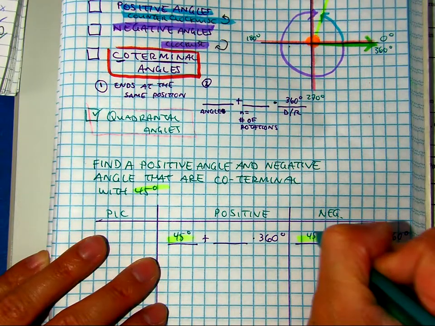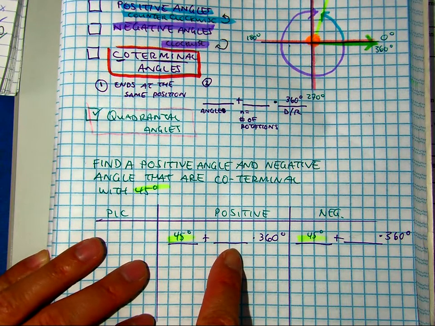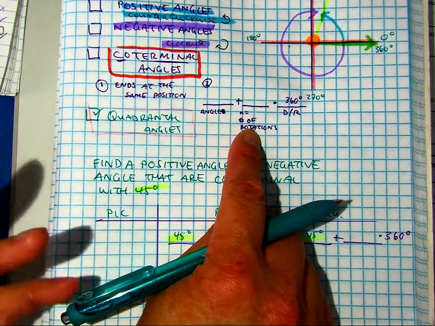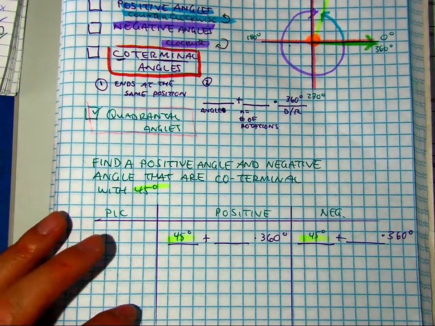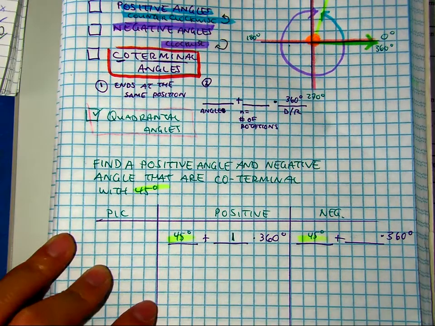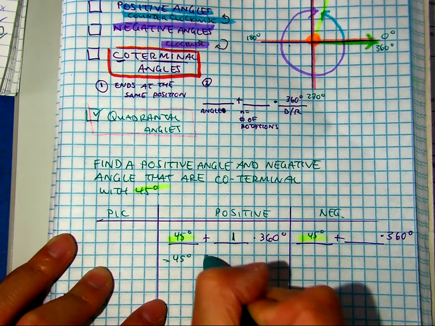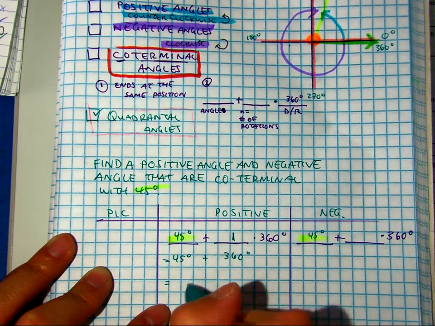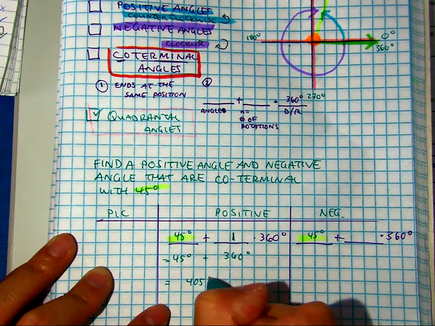Okay. Now, here, this represents the number of rotations. If it is a positive number, that means it produces a positive angle. And a negative number produces a negative rotation. So, if I want a positive number, I can just say 1. Class, 1 times 360 is? And 45 plus 360 is? 405 degrees.